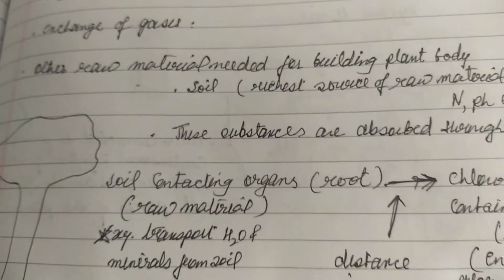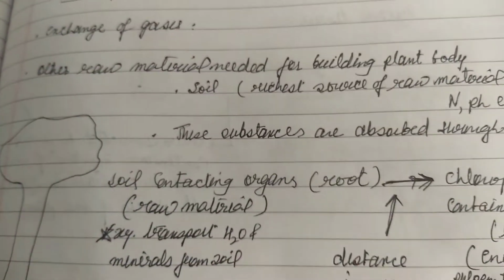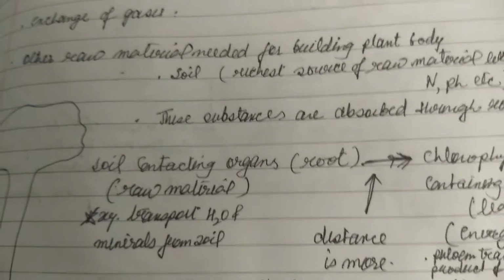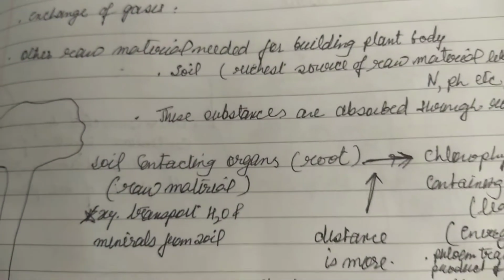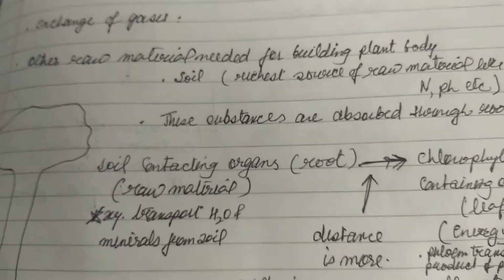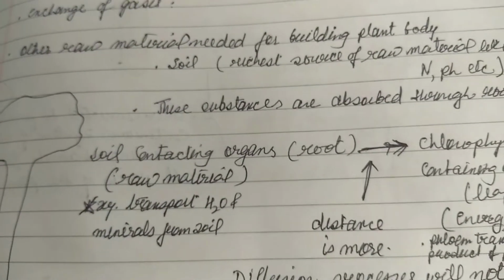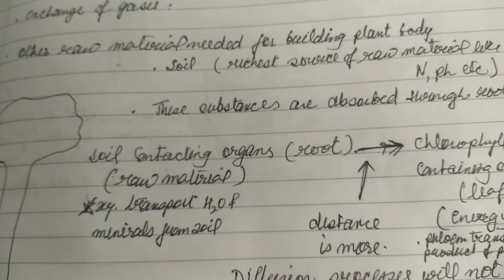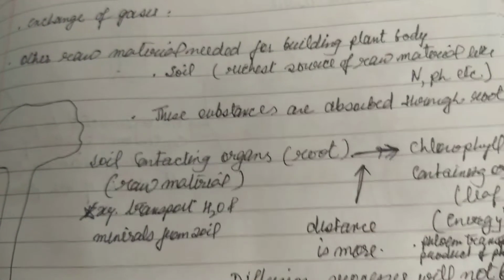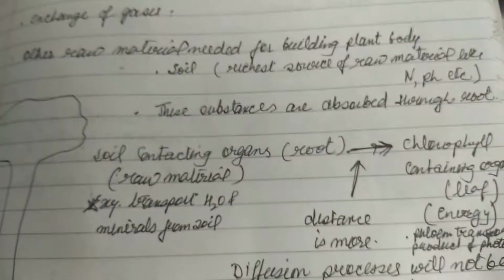So, the richest source of this raw material is the soil. Clear? So, plants take this raw material, that is nitrogen, phosphorus, magnesium, and other things from the soil. Okay? And the part which is in contact with the soil is the root.